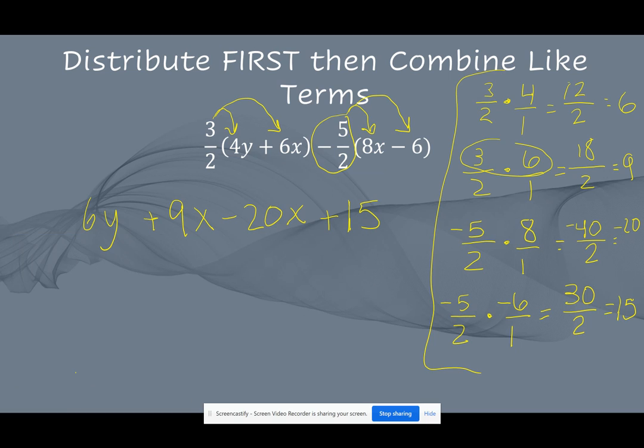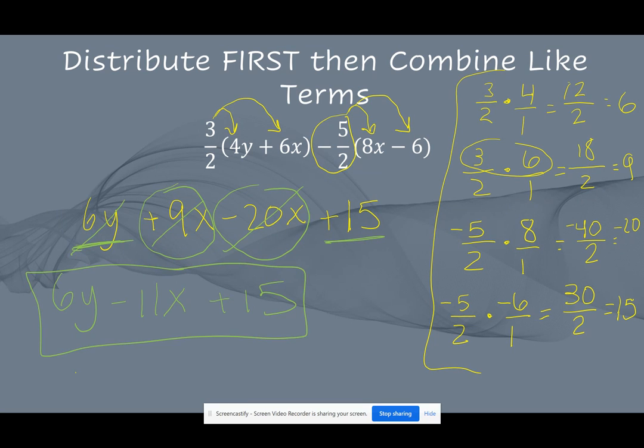So now we're going to just combine our like terms. So we have a 6y. I don't see any other terms with a y, so we're just going to leave it 6y. Cross it off, you're done with that. We have positive 9x and negative 20x. So we get negative 11x. Cross them off, you're done. And then we're just left with this plus 15, so just copy it down. And our final answer becomes 6y minus 11x plus 15.